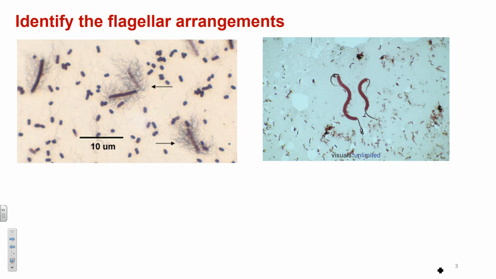So let's look at these two images and try to identify the flagellar arrangements. In the first image, you see the bacteria, and then you have flagella all over the body of the microorganism. So this arrangement is called peritrichous. And in the second image, you see there is flagella on either end. So this arrangement is amphitrichous.